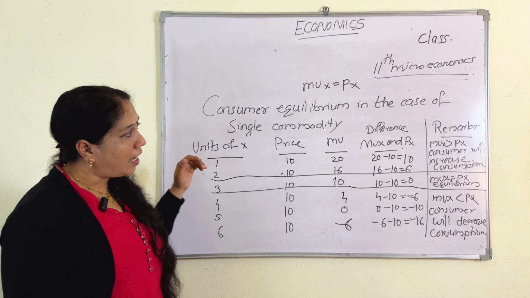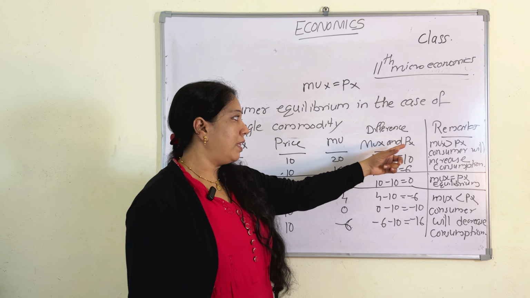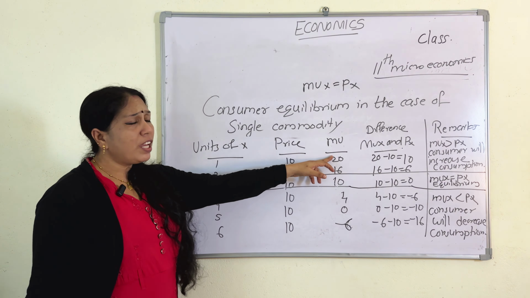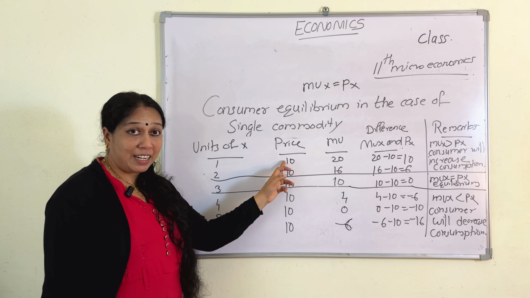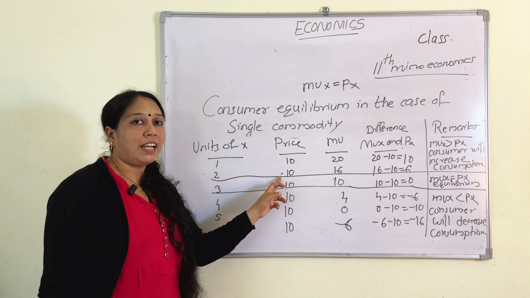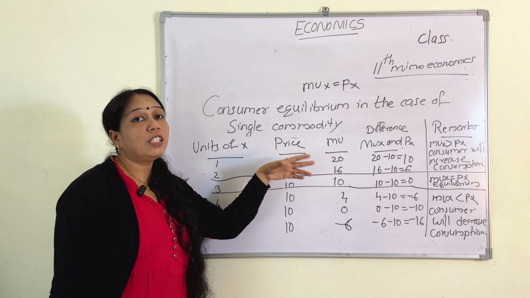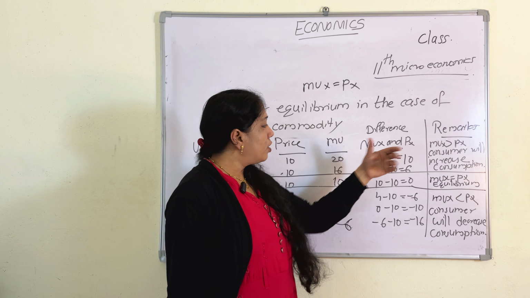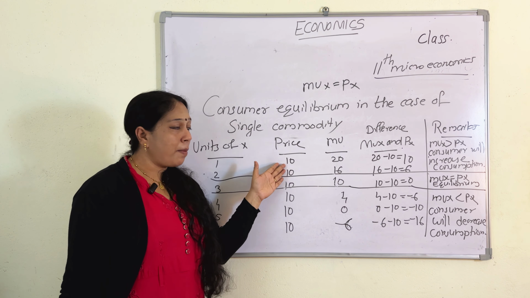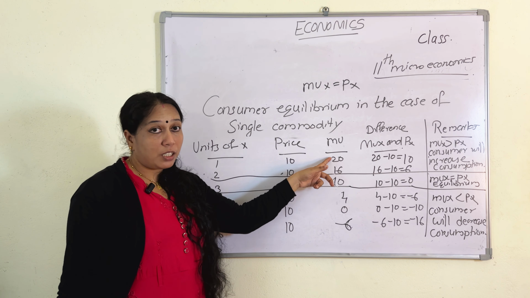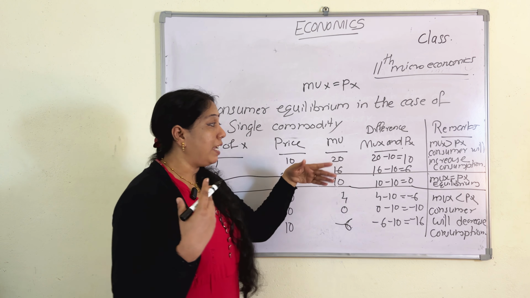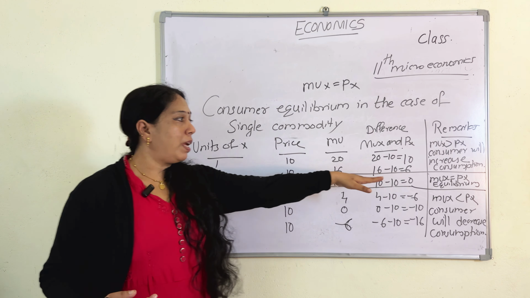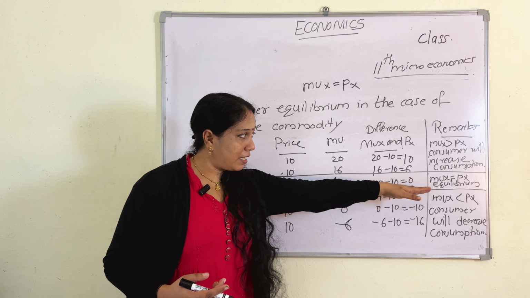What is happening? Here a disequilibrium condition is happening, that is MUX is more than PX. Here you can see that 20 is more than 10, 16 is more than 10, meaning marginal utility is more than the price. That is the disequilibrium condition. So here marginal utility is more than price, and what will happen? The consumer increases the consumption. Okay, then comes back to the equilibrium, that is MUX equal to PX.